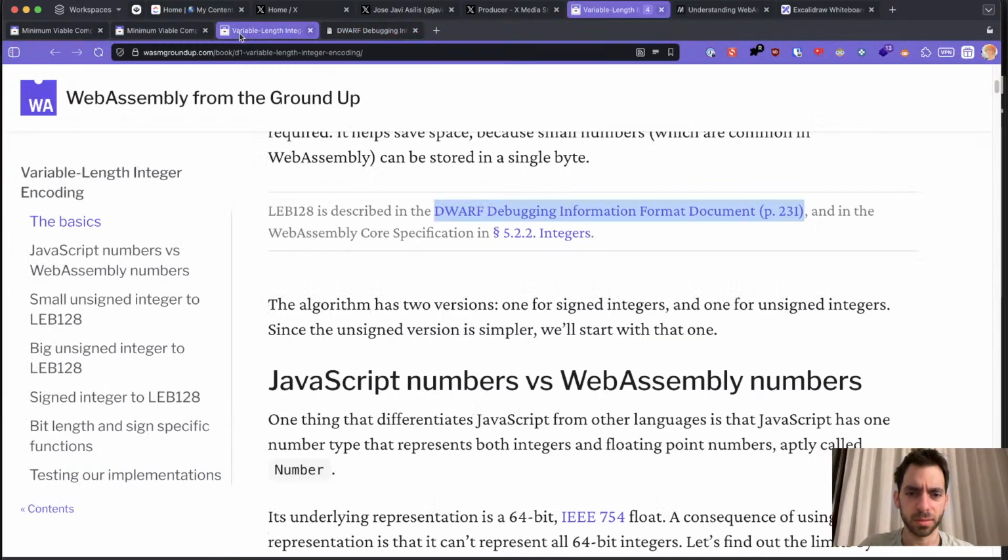Jesus Christ. It's a lot of information. This algorithm has two versions, one for signed integers and one for unsigned integers. Since the unsigned integers is simpler, we'll start with that one. So it says JavaScript numbers versus WebAssembly numbers.